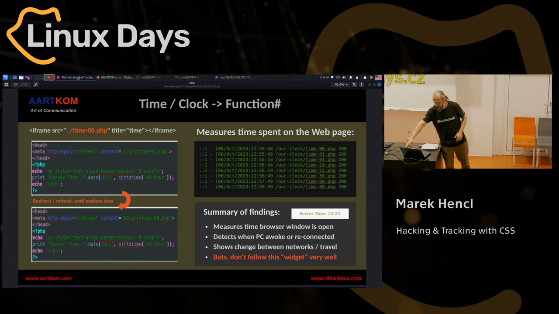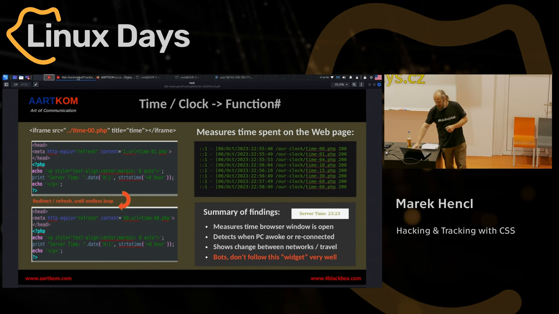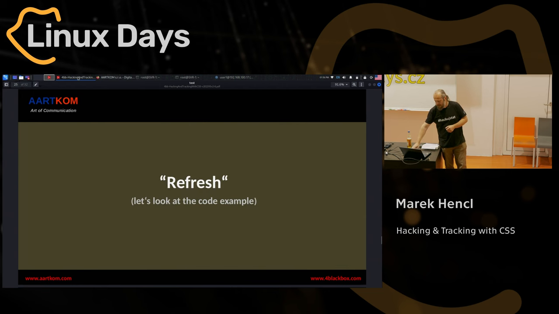So I started with 1 second, 4 seconds, 10, 15. So basically I go 1 second, 5 seconds, they stayed 15 seconds, they stayed 30 seconds, they stayed 1 minute, and then I can see how many minutes they stayed. With this script, because it keeps refreshing the time, you can, for example, see when somebody closed down their notebook and then reopened it. You can see if they went from one network to the other one. So you can get some interesting insight into what is happening in the background.